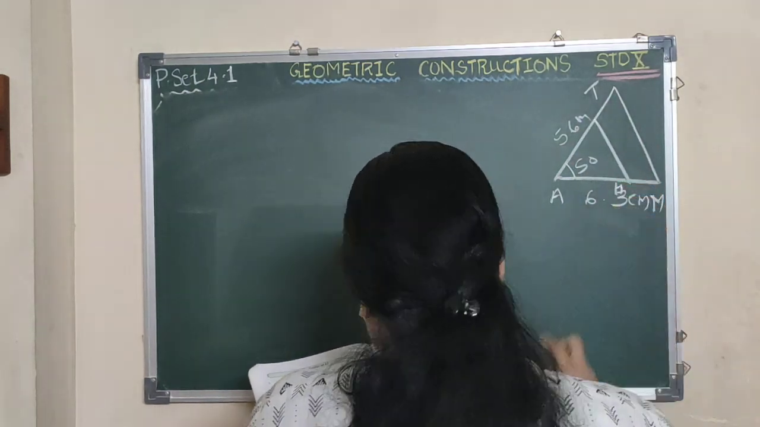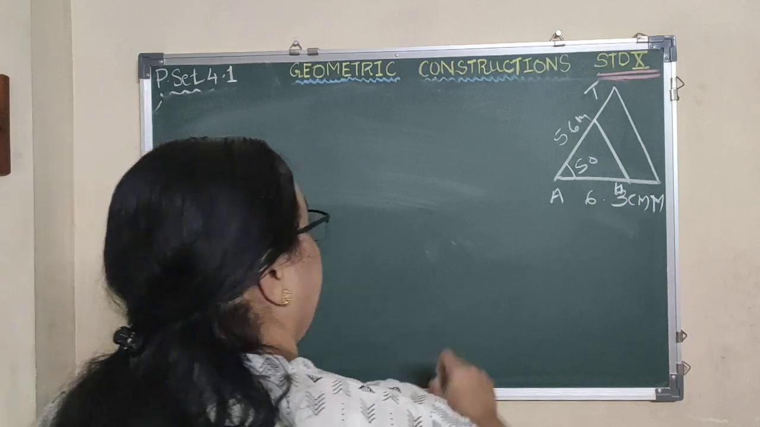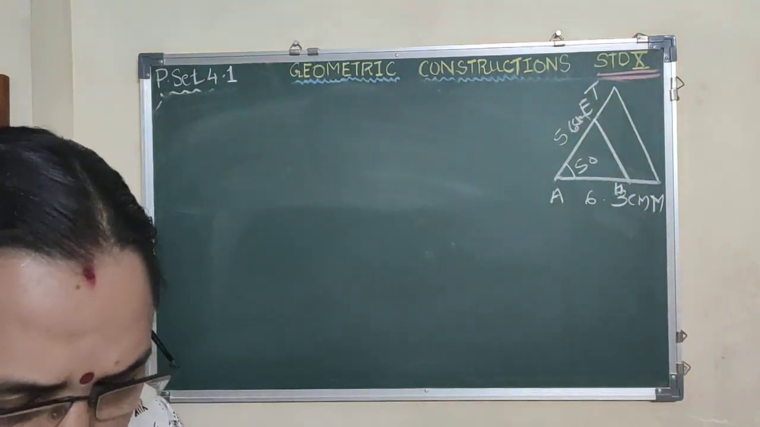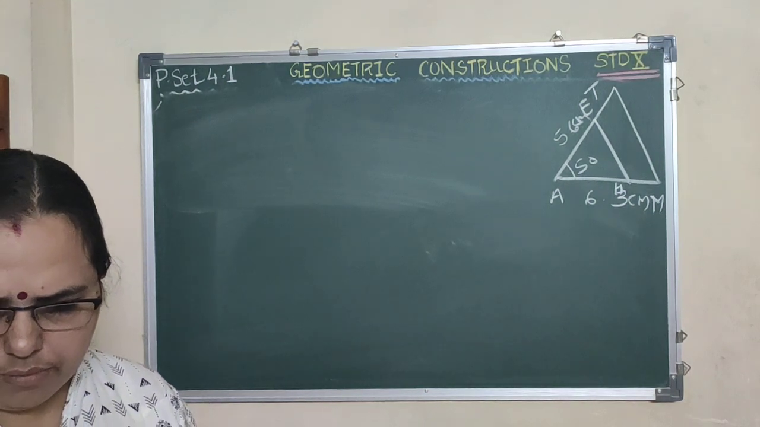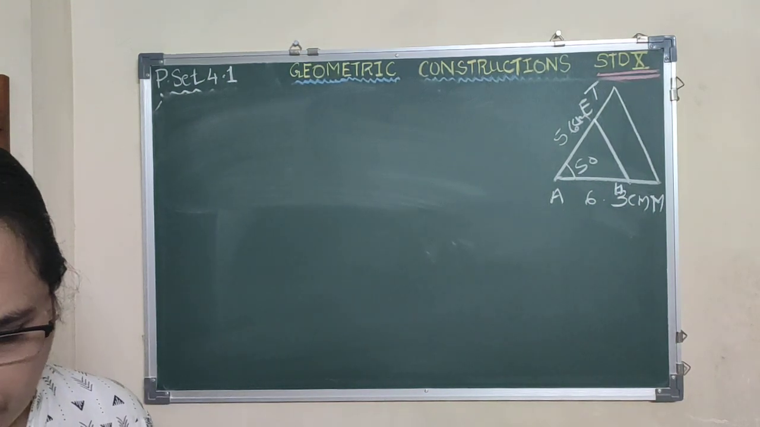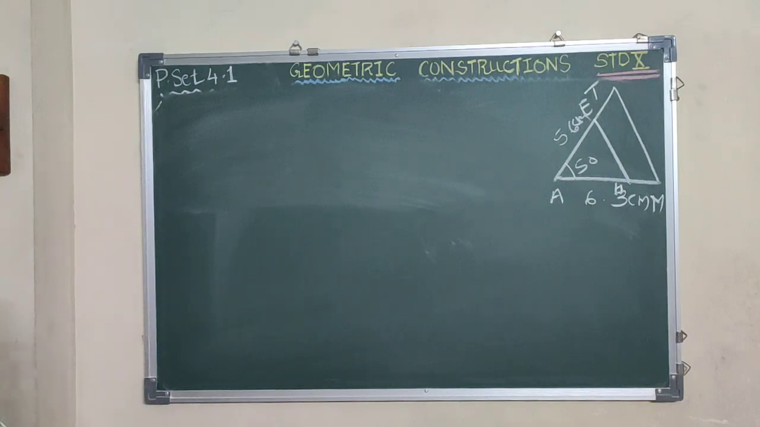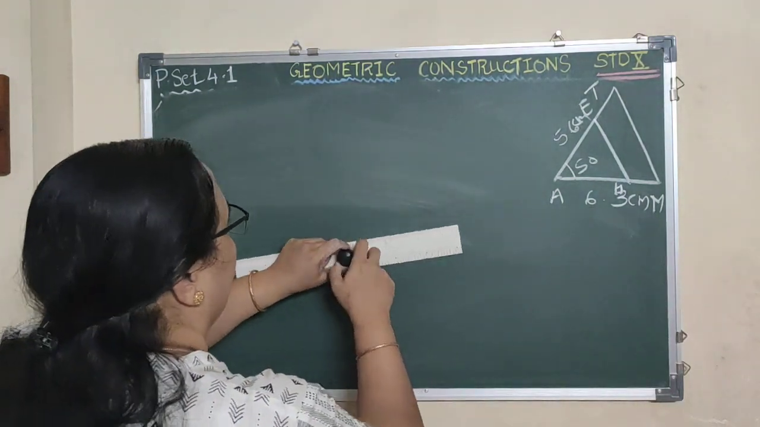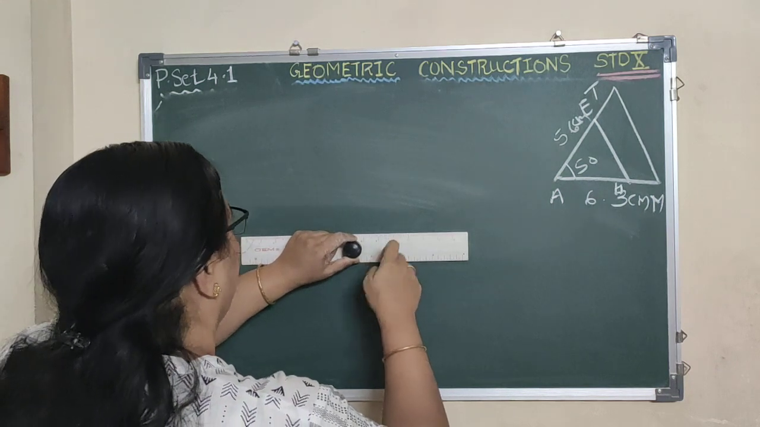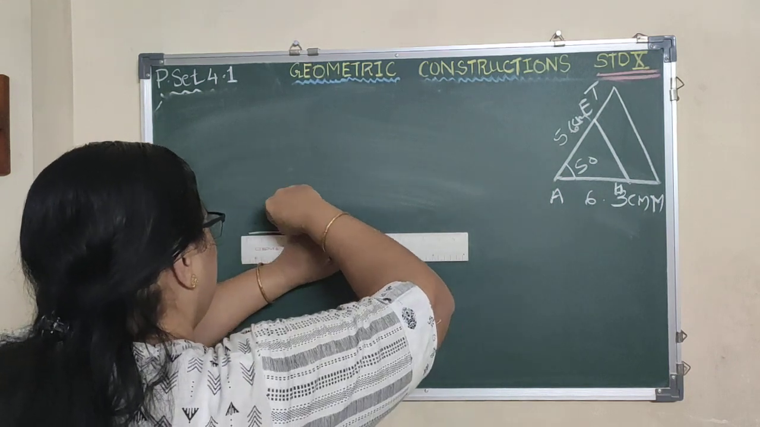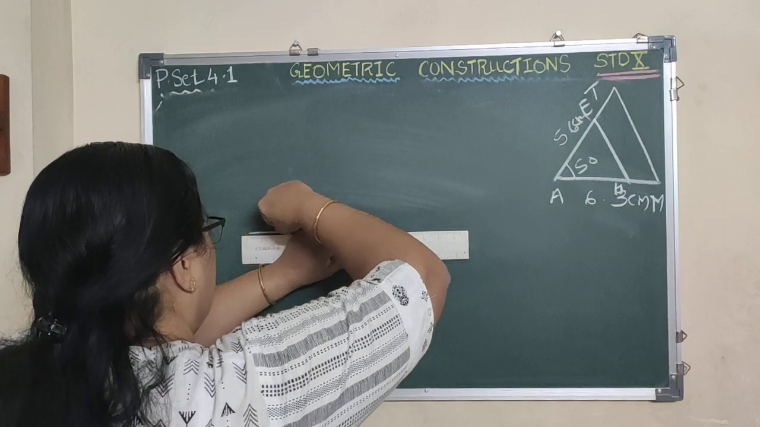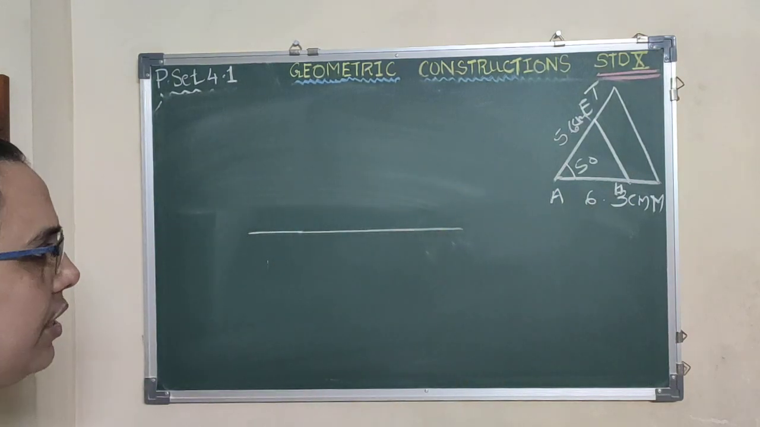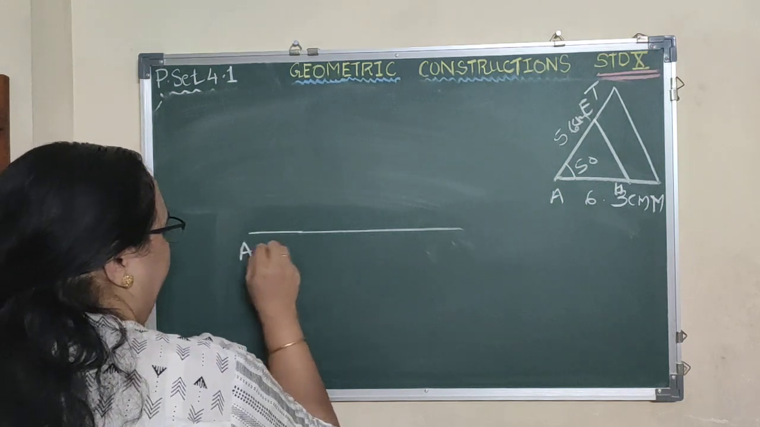M is associated with H and T is associated with E. Okay, so let us start. First we draw the base of the triangle, that is 6.3 using a scale. That is my side AM.